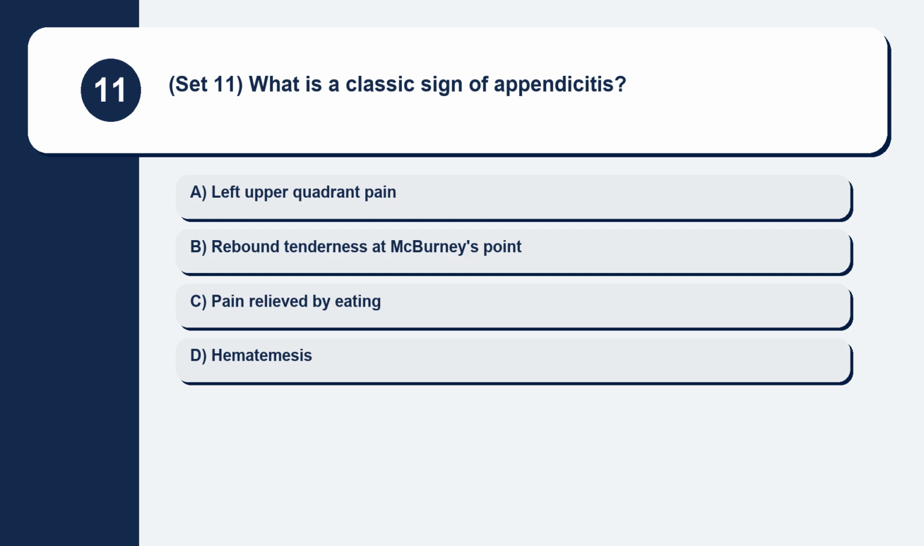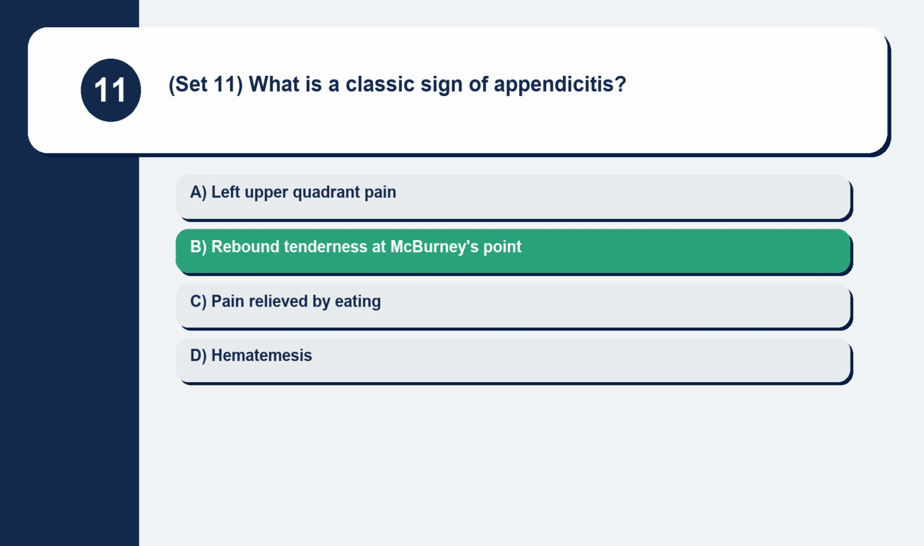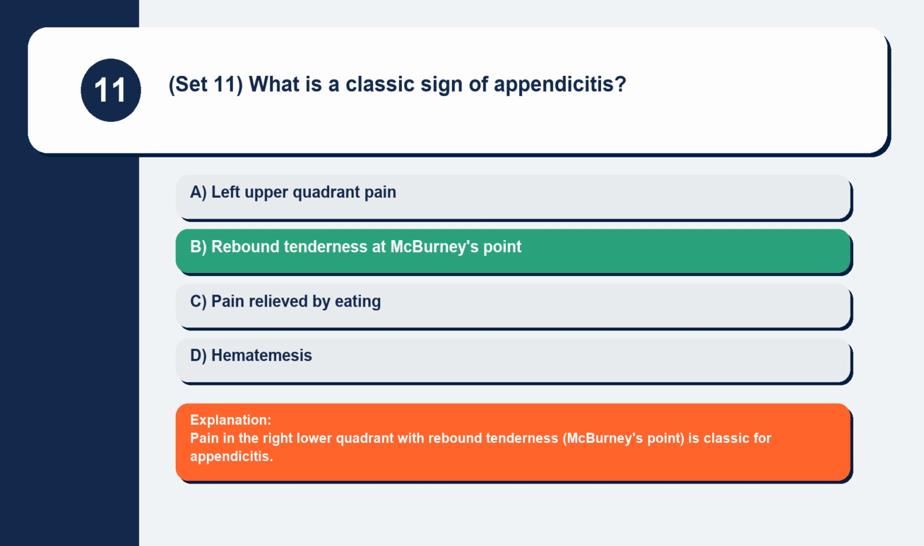Question 11. Set 11. What is a classic sign of appendicitis? Left upper quadrant pain, rebound tenderness at McBurney's point, pain relieved by eating, hematemesis. Pain in the right lower quadrant with rebound tenderness, McBurney's point, is classic for appendicitis.